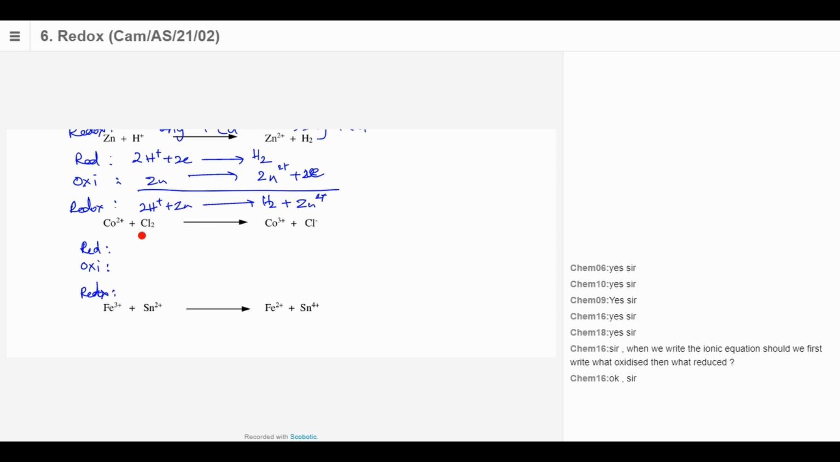Reduction half equation. Cl2 to 2Cl- plus 2 electrons. Multiply this equation by 2 to equalize electrons, and then you add.